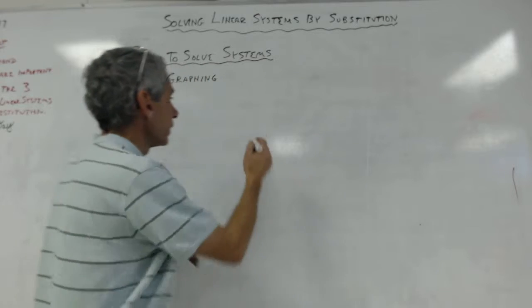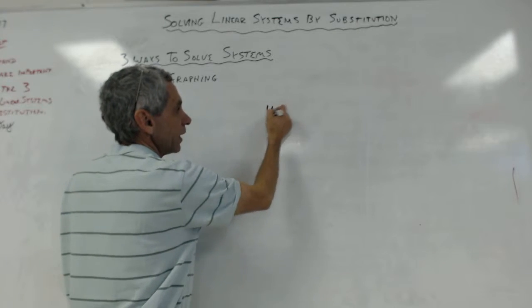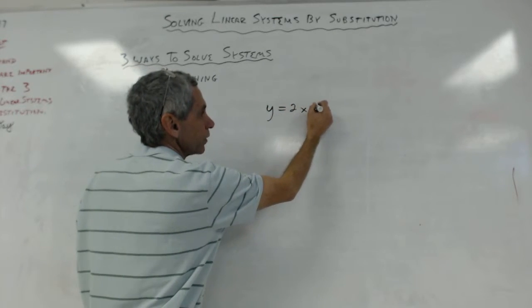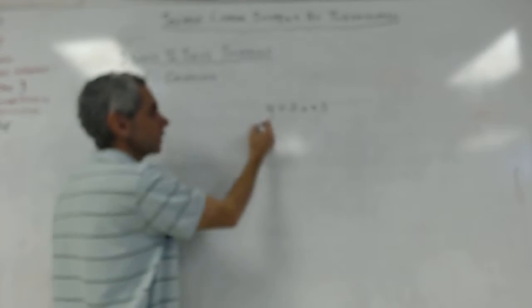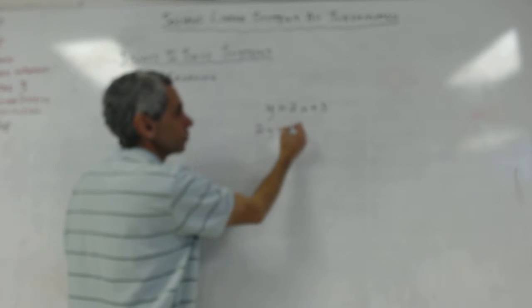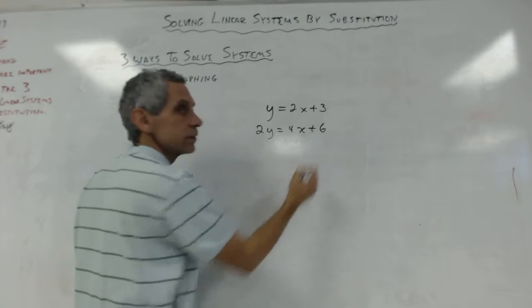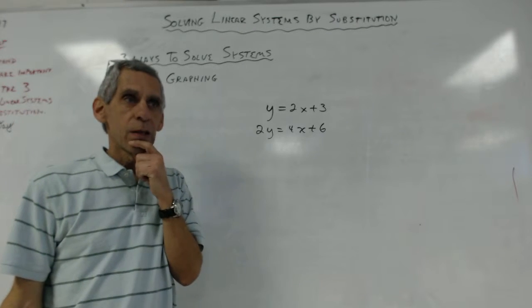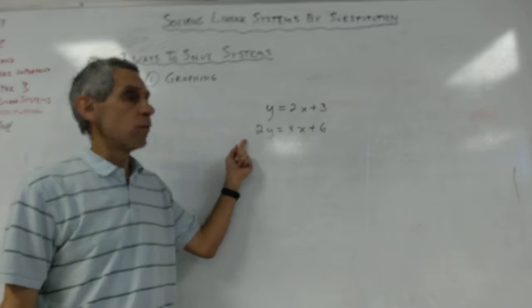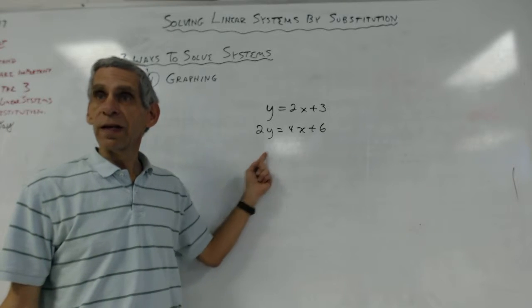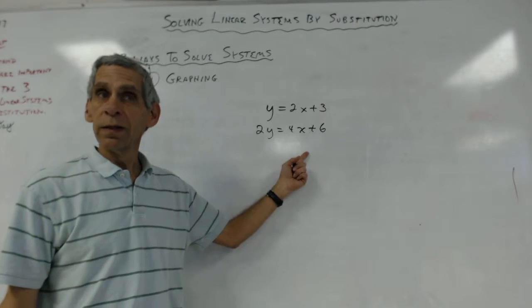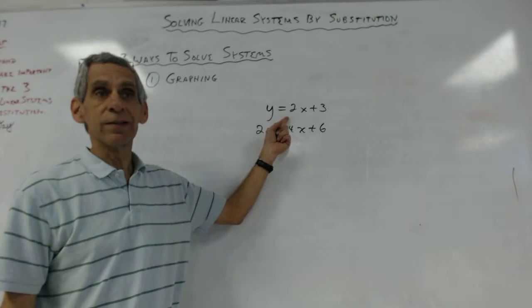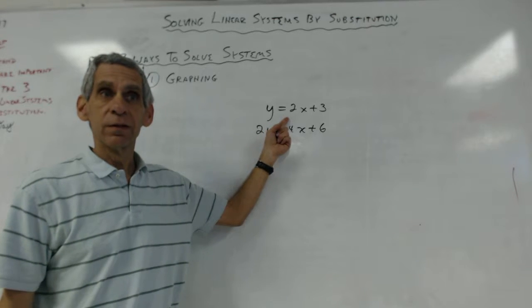This is the coolest thing. Watch this. If I had y equals 2x plus 3, and I wrote this, 2y is equal to 4x plus 6. Do you notice anything about these two? Yeah, it's multiplied by 2. All I did is I multiplied this one by 2. If I graphed this one, it would be exactly the same line as this.